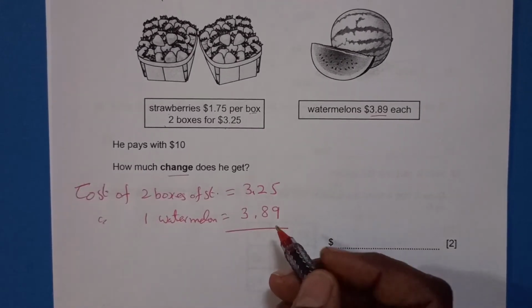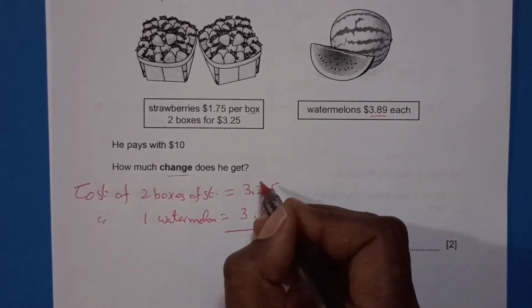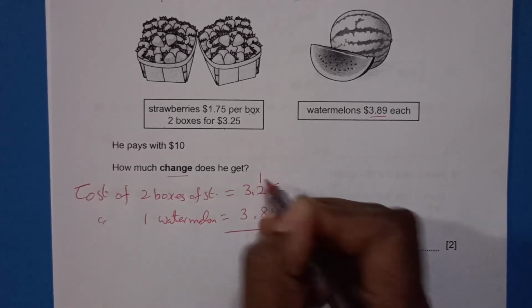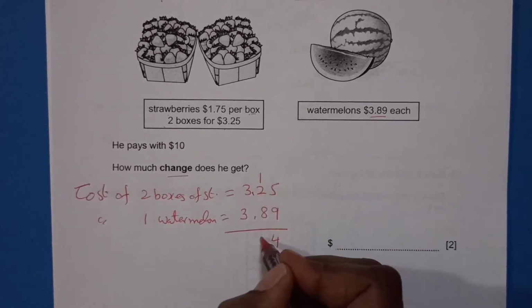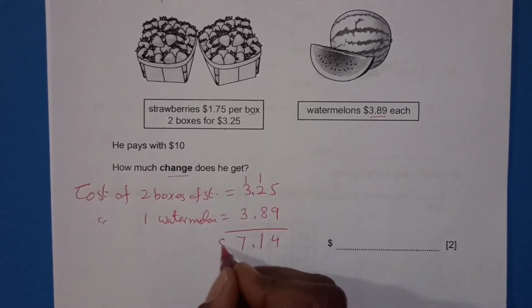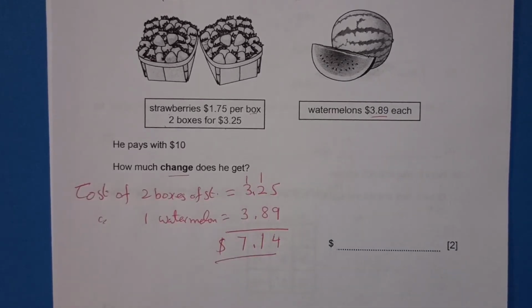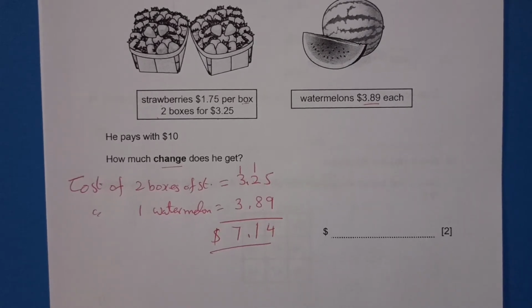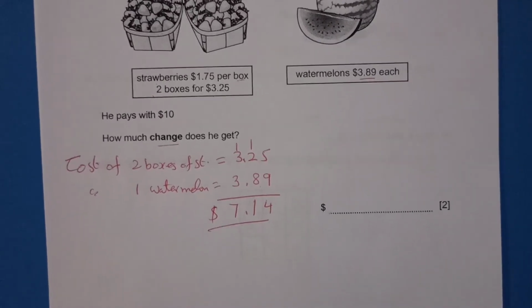Okay. So now the total cost. We are going to add this. 9 plus 5 is 14. So 4 is here, carry 1. 8 plus 2 is 10 and 11. 3 plus 3, 6, plus 1. So the total cost of the fruits is 7.14, and he gave $10.